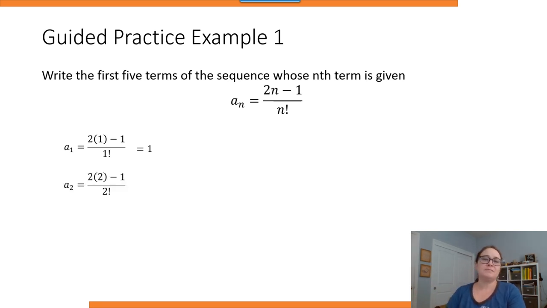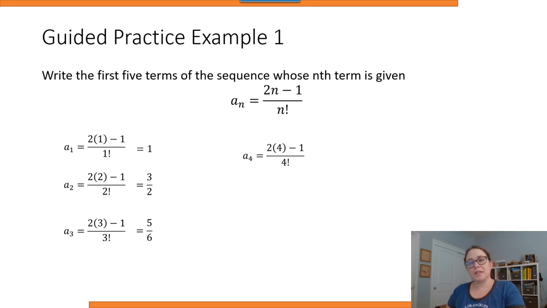For a2, I replace the n's with 2. So 2 times 2 minus 1, that would give me 3 over 2 factorial, which is 2. So 3 over 2. For the third term, 2 times 3 minus 1 would give me 5 divided by 3 factorial, which is 3 times 2 times 1, so 6. So 5 over 6.